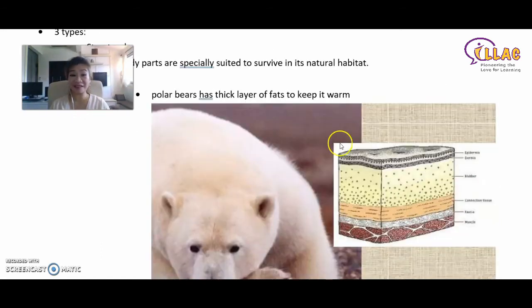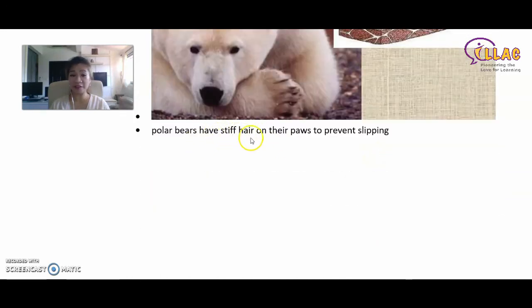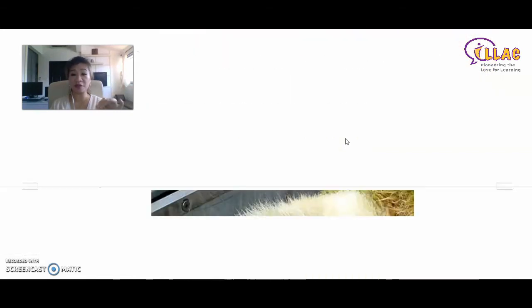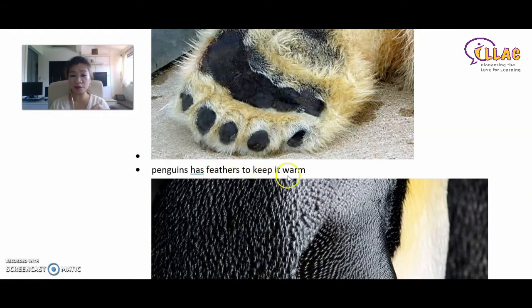So polar bears have a thick layer of fats to keep them warm. Over here you can see this thick layer of fats, right? This is the super thick layer of fats to keep it very warm. So if you are on the chubby side, you are usually feeling very warm, just like the polar bear. Polar bears also have stiff hair on their paws to prevent themselves from slipping, because they walk on ice, which can be very slippery for them. So they have stiff hair on their paws like this, to prevent slipping.